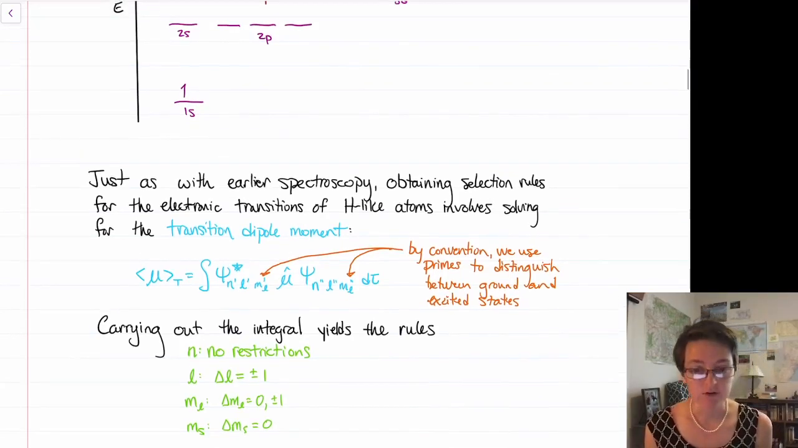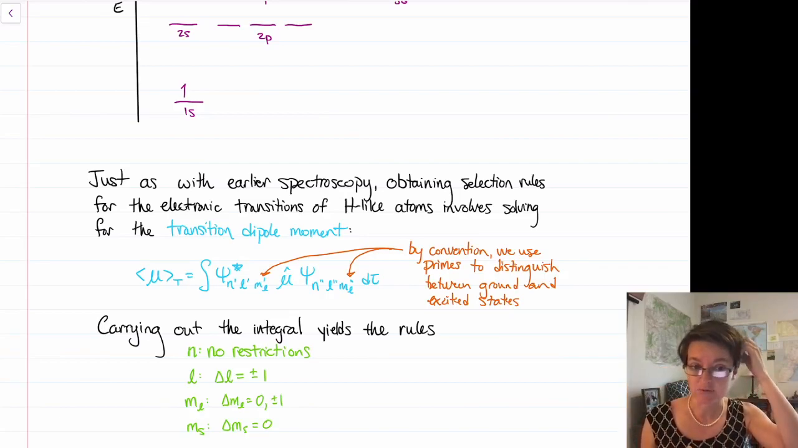Once we carry out the integral, we find that we have a couple of selection rules. Somewhat surprisingly, there's no restriction on changes in n. So we can jump up from the n equals 1 level all the way to the n equals 5 level, if we so choose. In terms of l, the change in our l value does have to either go up by 1 or go down by 1.